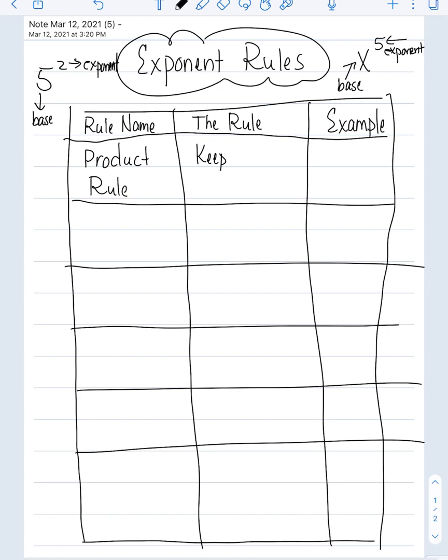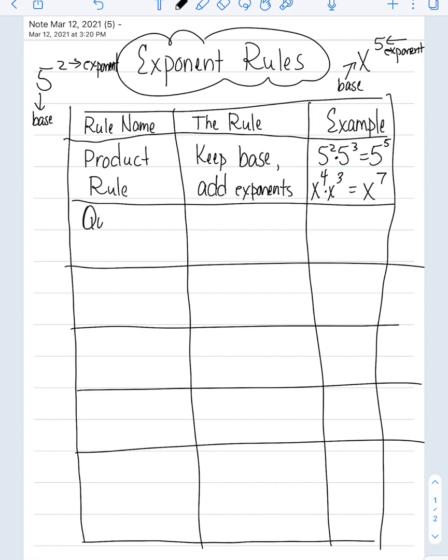The big number is the base, the small number is the power or the exponent. So let's say we have the product rule. You keep the base and you add the exponents. So let's say we have 5 squared times 5 to the 3rd power. You keep the base, add the exponents. 2 plus 3 is 5. Let's try another one. Let's say we had x to the 4th times x to the 3rd. You keep the base and you add the exponents. 4 plus 3 is 7. So that's the product rule.